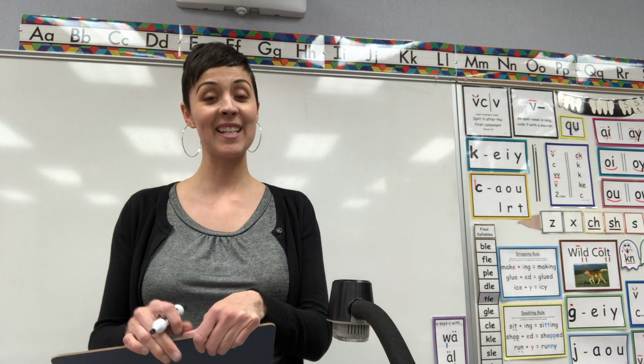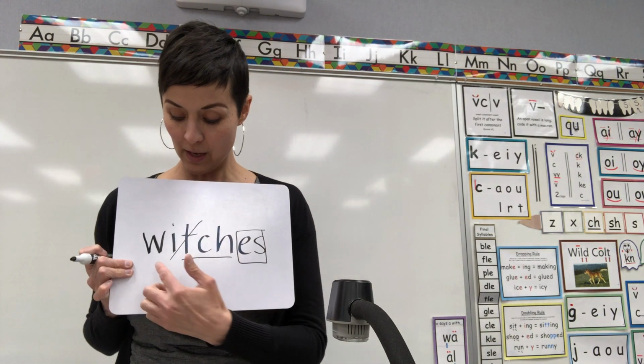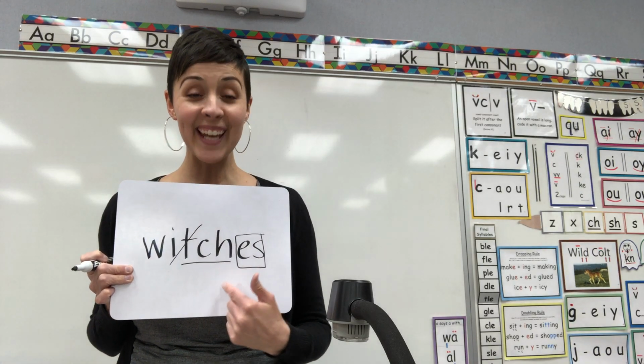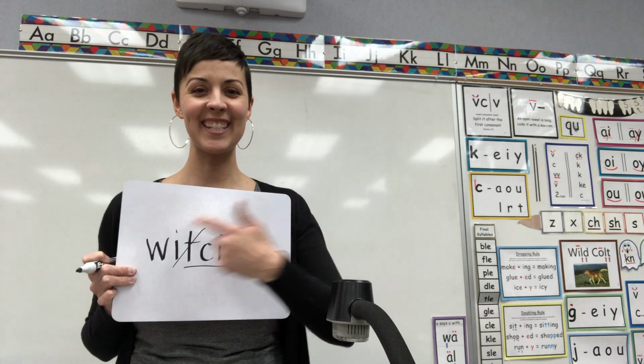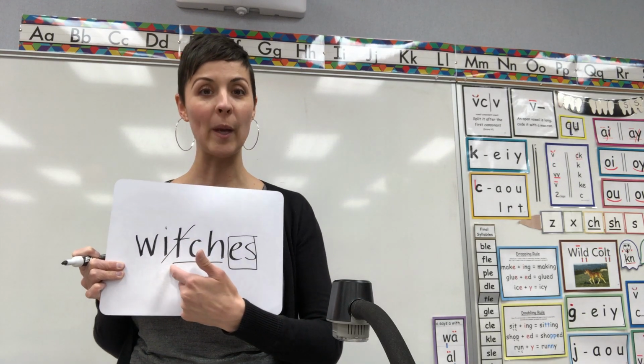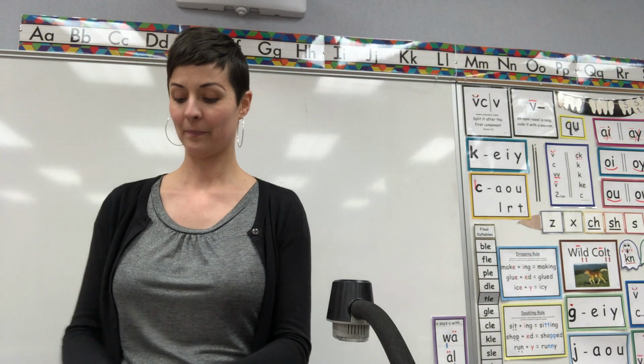Okay, let's check witches. Witches should be spelled W-I-T-C-H-E-S. T-C-H after short vowel I, witch. Erase, erase.